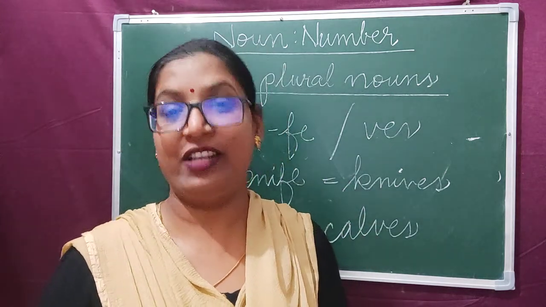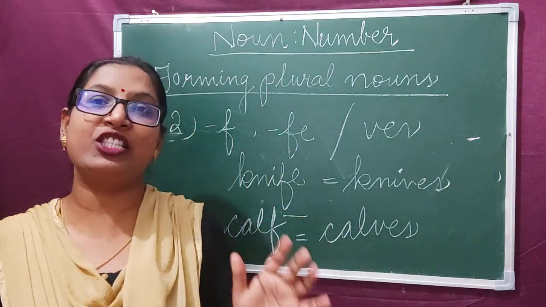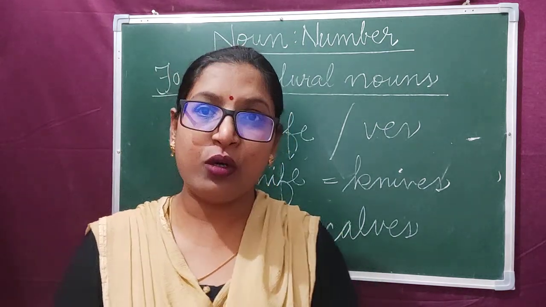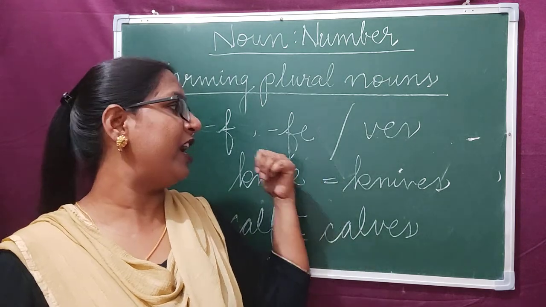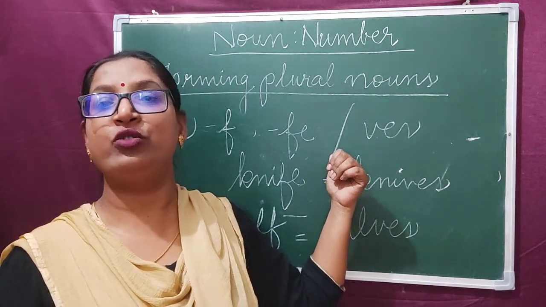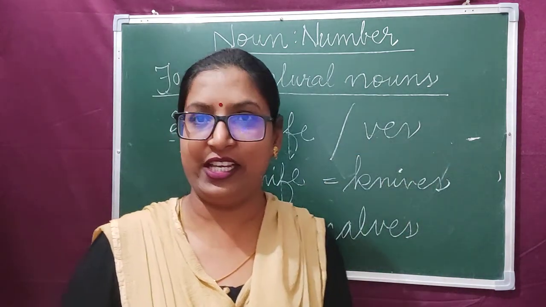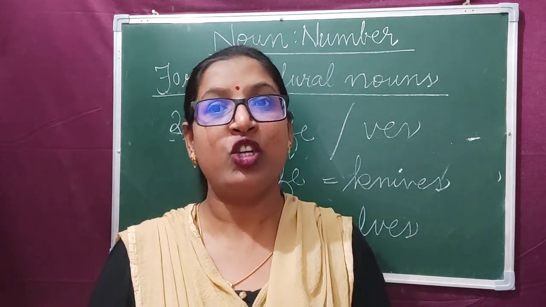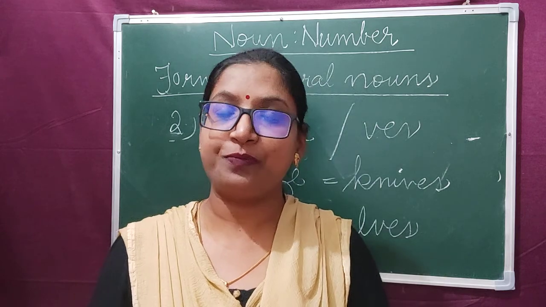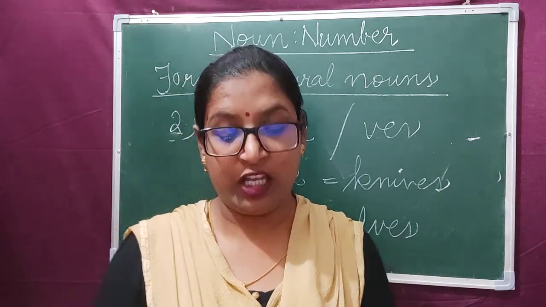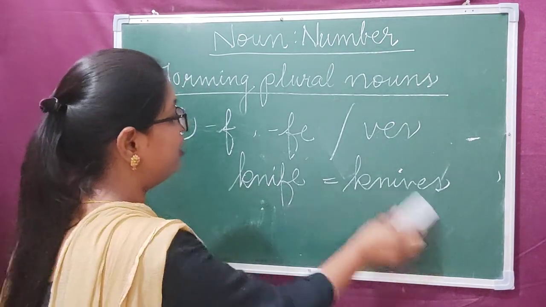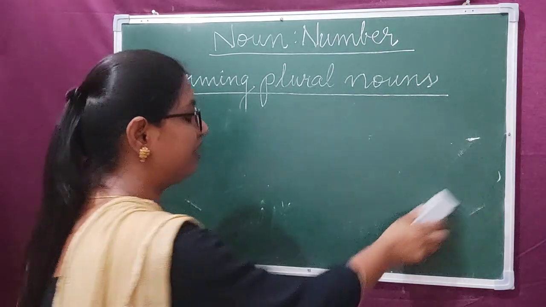But dear children, with some of the words, this rule is not applicable. Though the words are ending with F or Fe, we do not change it into Ves. We just add S with those words to make the plural noun. These kinds of nouns we need to memorize. Clear? Let's see the examples of those words.